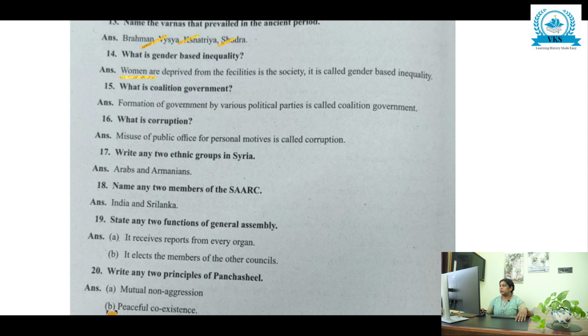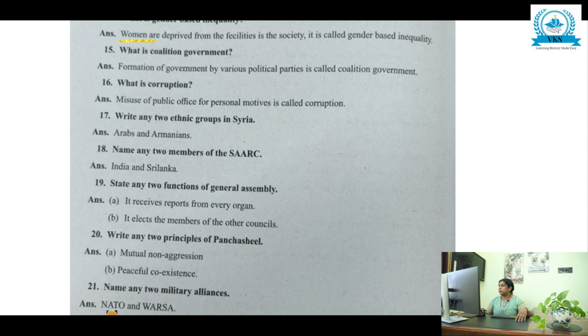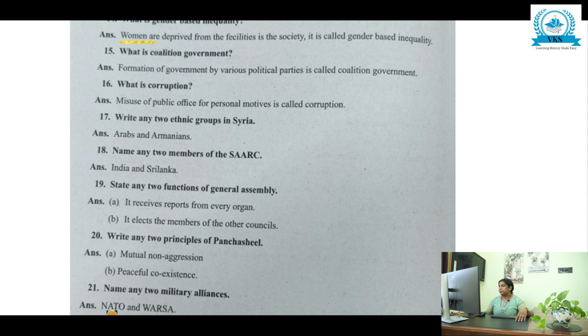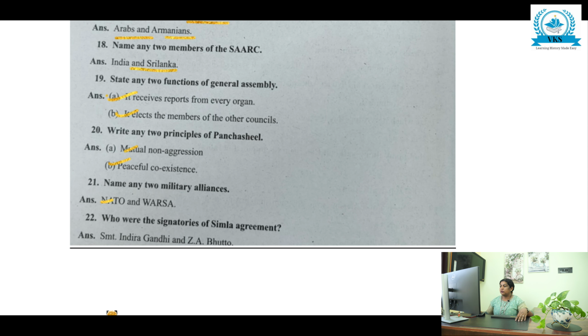What is coalition government? Again, repeated question. Formation of government by various political parties is called as coalition government. What is corruption? Misuse of public office for personal motives is called as corruption. Write any two ethnic groups in Syria, Arabs and Armenians. Name any two members of SAARC, India and Sri Lanka. Name any two functions of General Assembly. It receives reports from every organ. It elects the members of other councils. Write any two principles of Panchashila, mutual non-aggression, peaceful coexistence. Name any two military alliances, NATO and Warsaw.